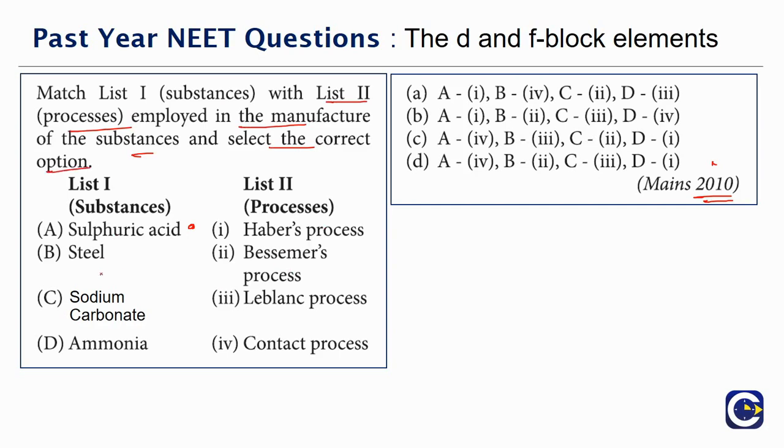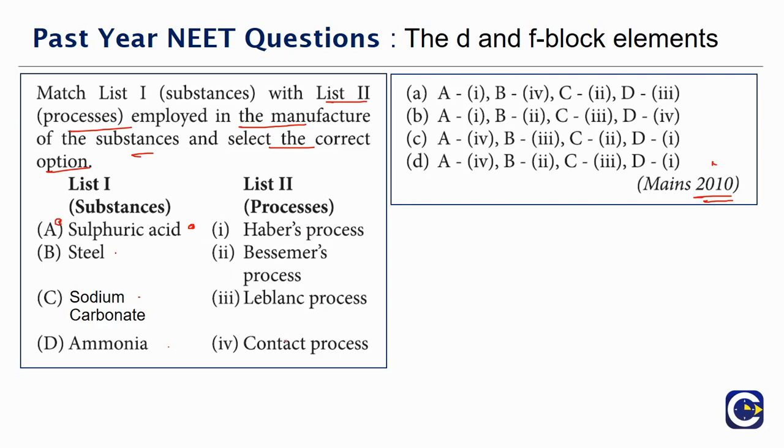Because if you see on the left side, there is almost no correlation between these. Sulfuric acid, steel, then sodium carbonate, then ammonia. What is the correlation between all of them? Because for all of these processes, we do use some or the other type of catalysts. That is the reason why we are having it in the D and F block. And most of the catalysts for the industrial manufacturing process will be the D block elements.